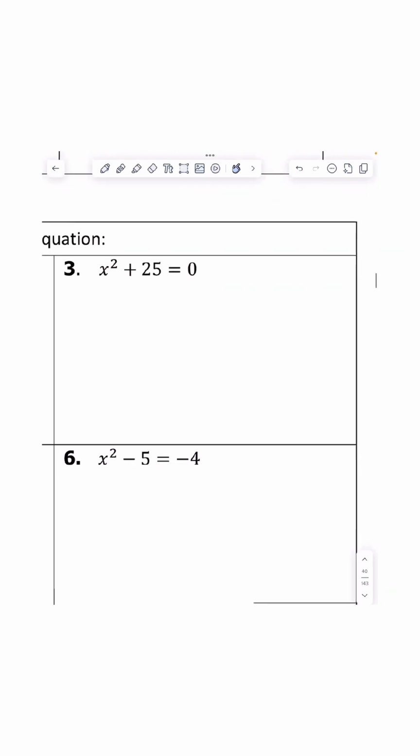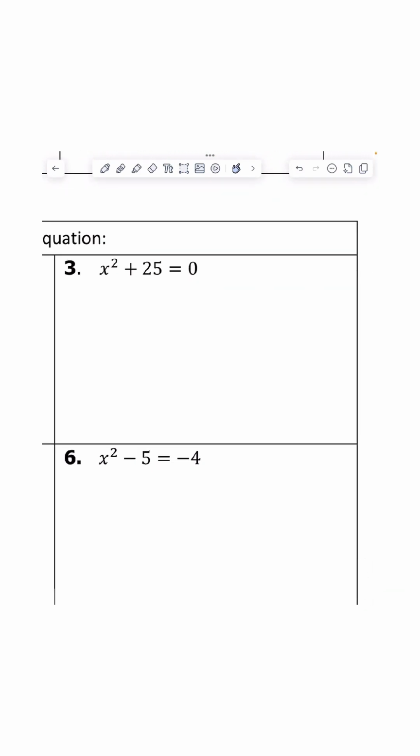I'll show you one more. So here I have x squared plus 25 equals 0. Subtract 25 from both sides of the equal sign. It cancels out. x squared equals -25.